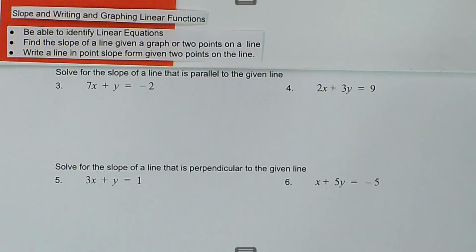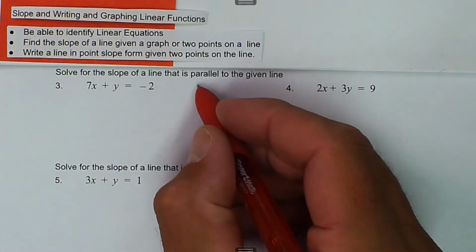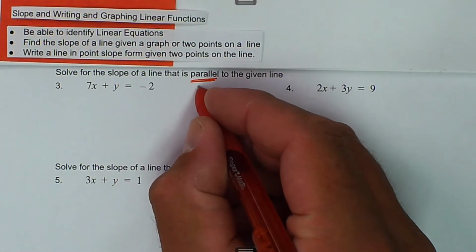We are talking about slope and writing and graphing linear functions, and we want to solve for the slope of a line that is parallel to the given line. So what does parallel mean? Parallel means same slope.